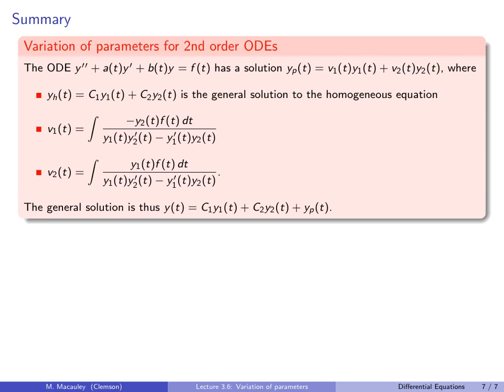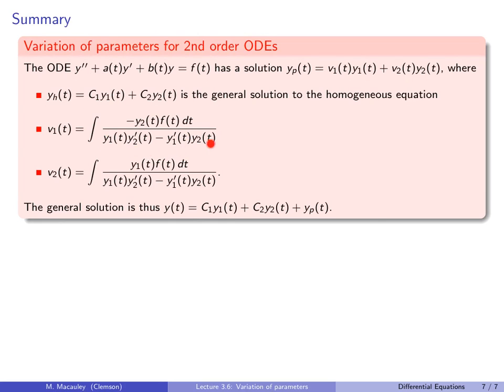To summarize, here's a general linear second order differential equation, and this will have a particular solution of this form, where y1 and y2 solve the homogeneous equation, v1 is this integral, and v2 is this integral. You're not guaranteed that you're going to be able to evaluate these integrals, but in the case that you are, you have a particular solution and therefore your general solution, assuming that you already have the homogeneous solution.